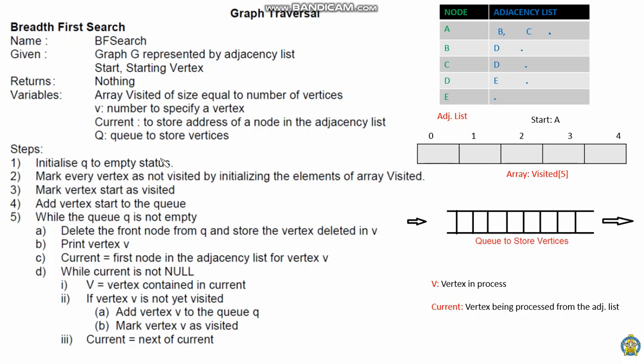So begin this. We initialize a queue empty. Then we mark every vertex as not visited by initializing the elements of array visited. That means I just mark this as not visited, from A to E, all not visited. Then we are going to start with the first vertex, that is vertex X. This will be visited, so I will mark this as visited, means put 1, then add that vertex to the queue. So this vertex gets added here, the first vertex, that is A.